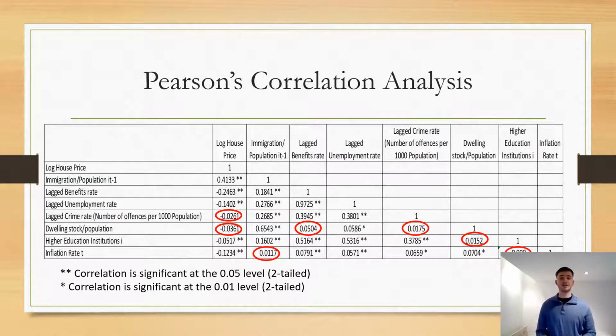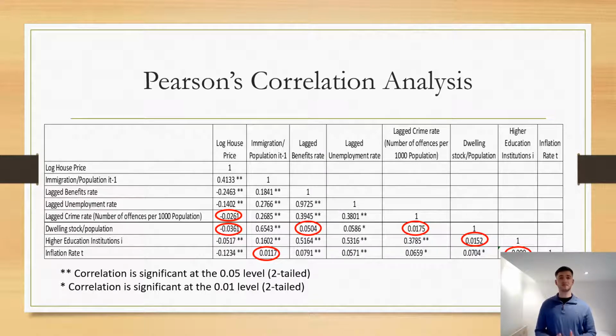Pearson's correlation analysis. Correlation coefficients are used to measure the strength of the relationship between two variables. The majority of the variables in this table have a strong correlation. According to the correlation analysis, the numbers with 2 stars next to them show a significant correlation at the 5% level, whilst the numbers with 1 star next to them show a significant correlation at the 1% level.